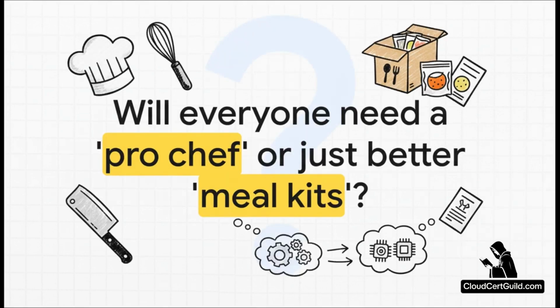And that kind of leaves us with a really interesting question to chew on, doesn't it? As these tools, especially the meal kits like AutoML, get more and more powerful and even easier to use, what does that mean for the future? Is every company going to need its own team of Michelin star AI chefs? Or will most of us just get really, really good at using these incredible meal kits?